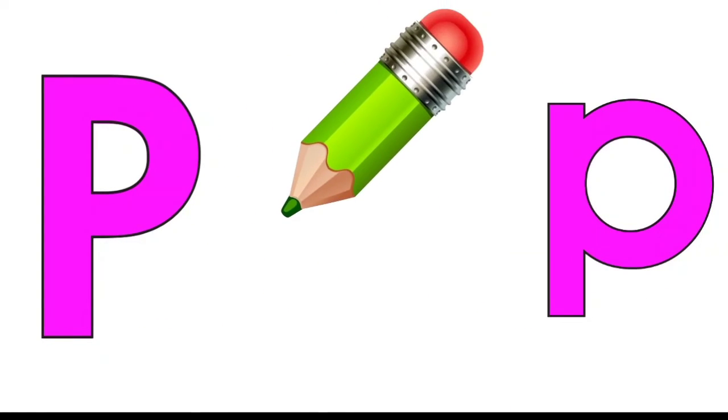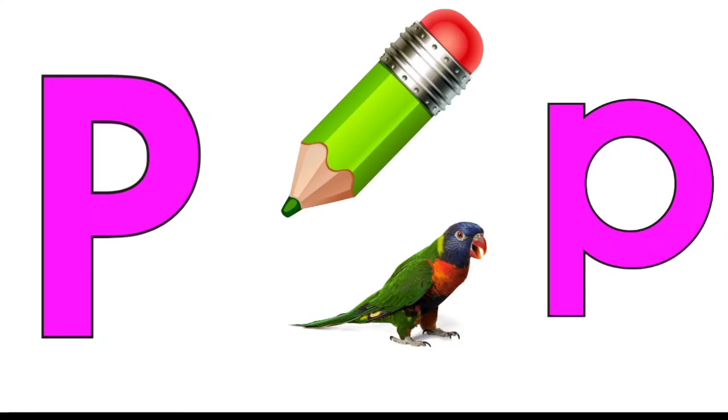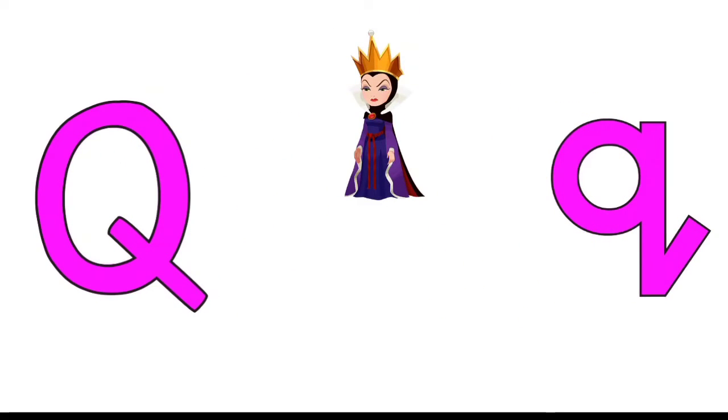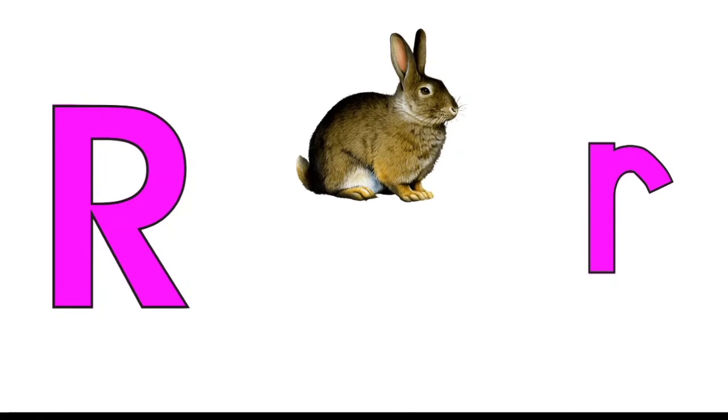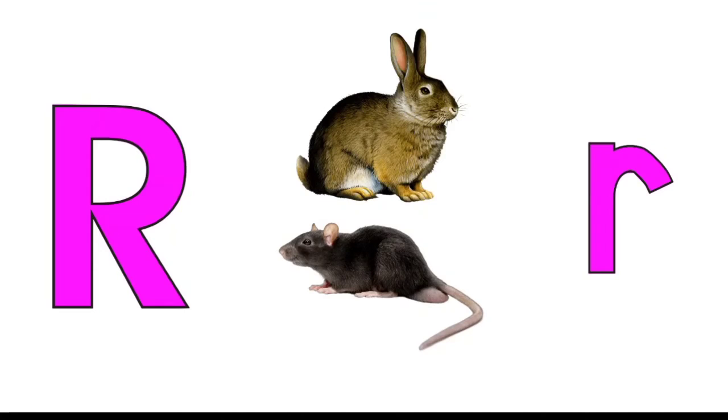P. P for pencil. P for parrot. Q. Q for queen. Q for quail. R. R for rabbit. R for rat.